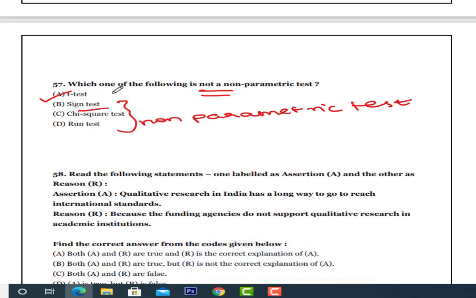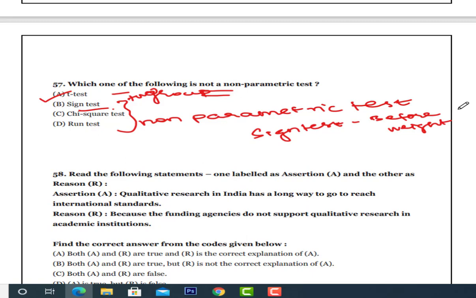What is the sign test? The t-test is normally conducted for two groups of members. Whereas the sign test is conducted to find out, before exercise, what is her weight, and after exercise, what is her weight. So this kind of test is called a sign test. Similarly, before food, what is the sugar level, and after food, what is the sugar level. Such a test is called a sign test.